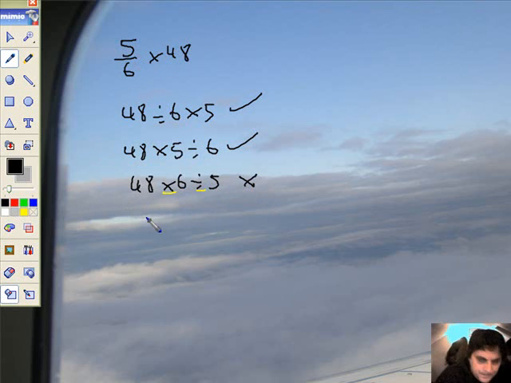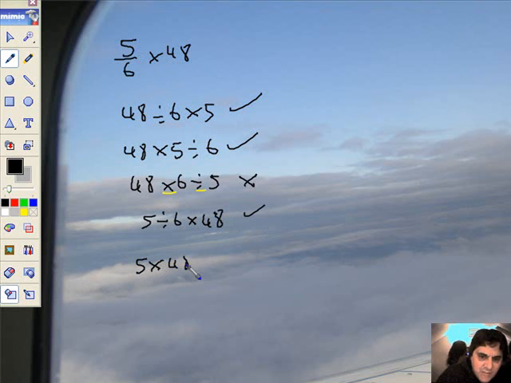Next one. 5 divided by 6 multiplied by 48. That's the easiest one to see. Look, 5 is divided by 6, then you multiply by 48. That's good. Next one. 5 times 48 divided by 6. Yes, that's really easy. Look, 5 times 48 and then divide by 6. That's perfectly good. And the last one is written like this: 48 over 6 times 5.